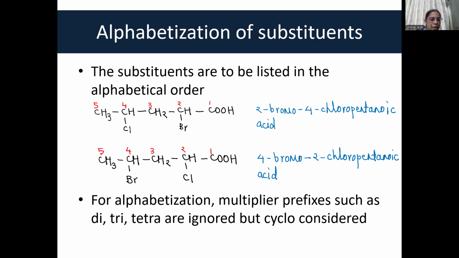But if the order is reversed, so this is 1, this is 2, still the numbering remains same. But the only thing, chloro and bromo have interchanged places. So you write bromo first, 4-bromo, 2-chloropentanoic acid. So mention the substituents in alphabetical order, but the numbering should be as per the major functional group and such that the substituents get the lowest possible number.